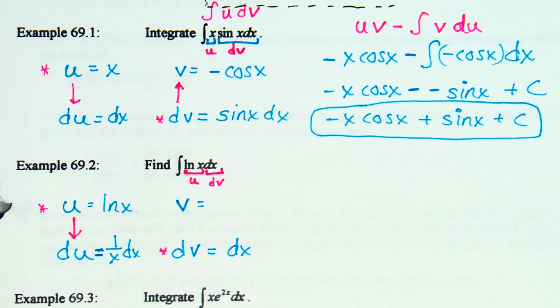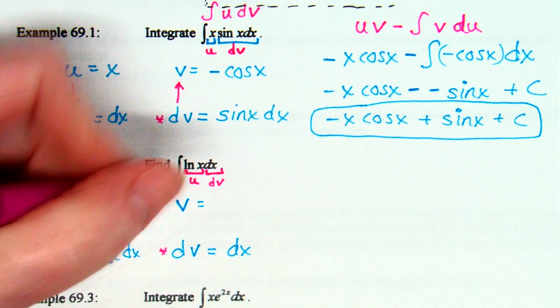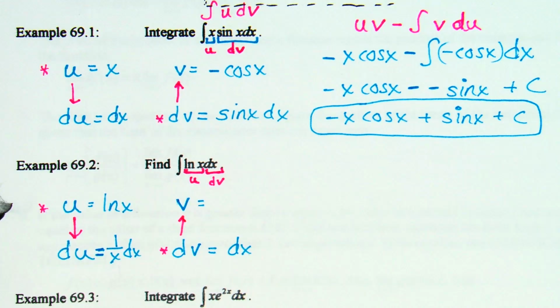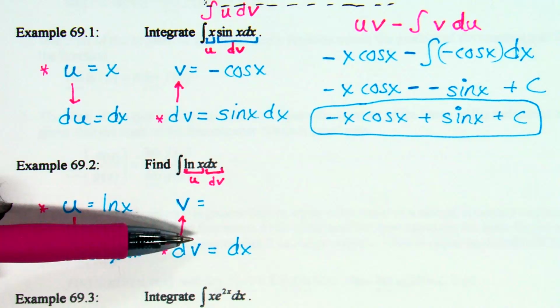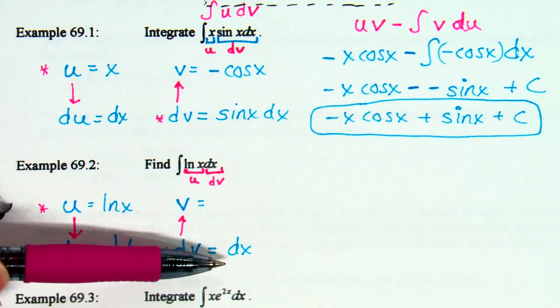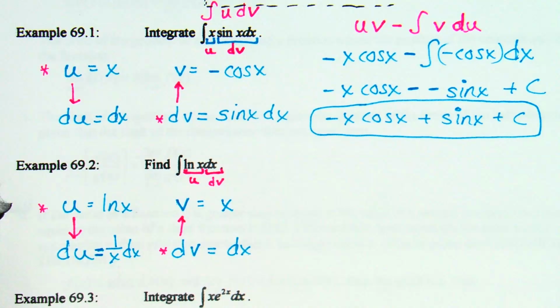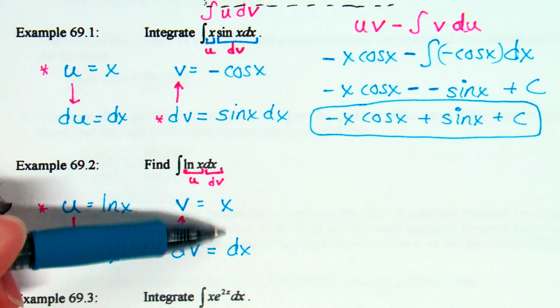notation. Now, how do I get from dv to v? You integrate, right? So dv, this is like 1 dv. The integral of 1 dv is just going to be the v here. So the integral of 1 dx, what's the integral of 1? That's just going to be x. Can you always check yourself by going the other way? Yeah. If I take the derivative of x, it's going to be 1 dx.